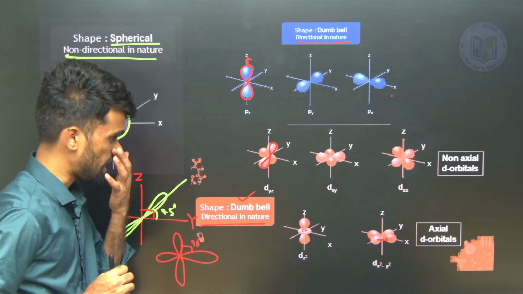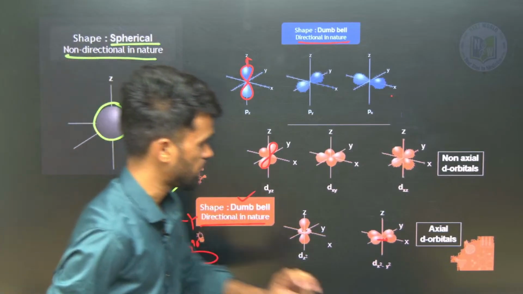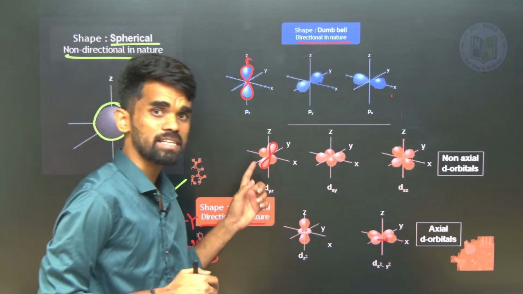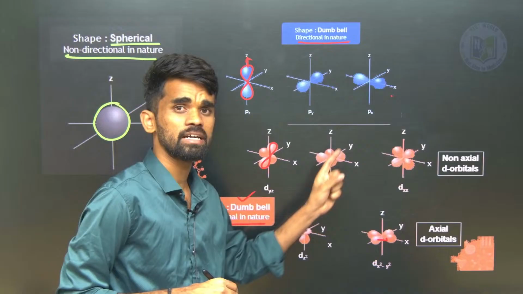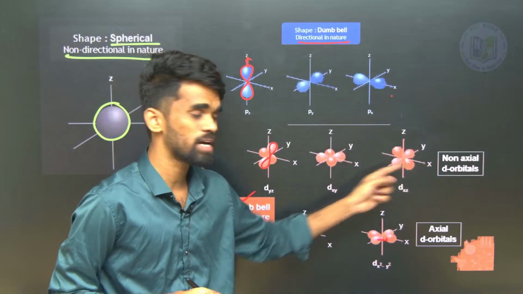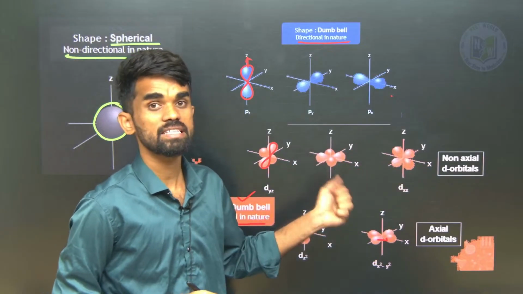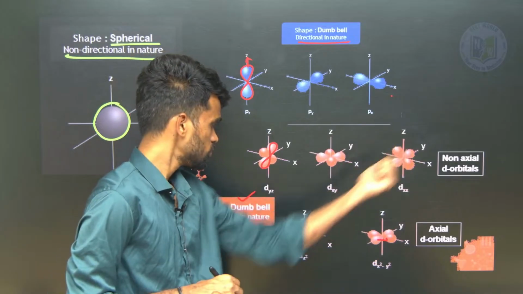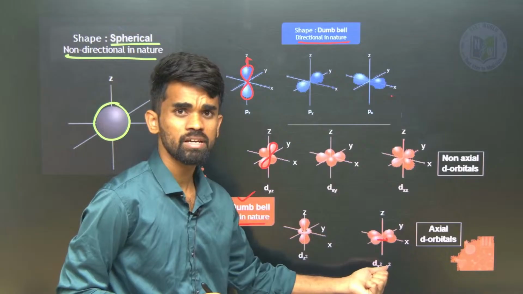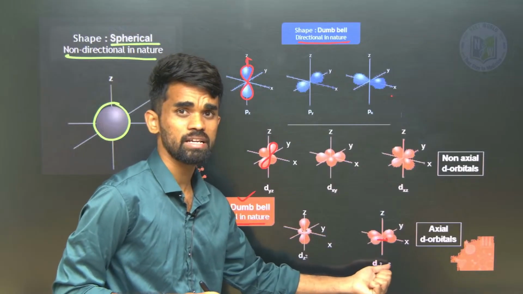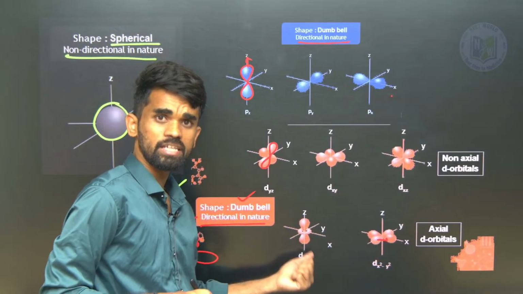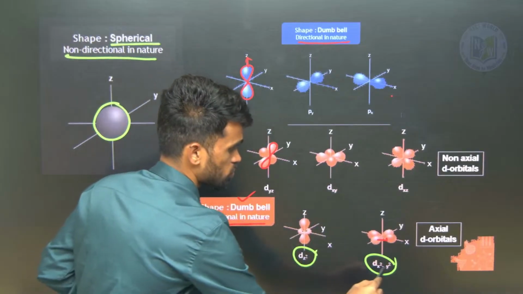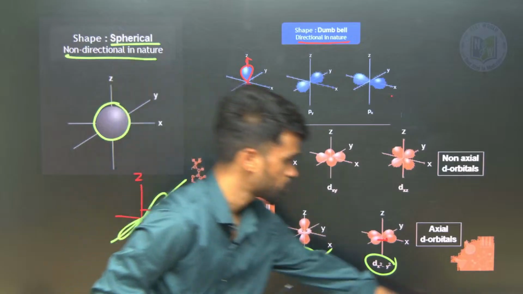Okay, so that is also a basic question you can expect. So what are the non-axial d orbitals? dxy, dxz, dyz are the non-axial because they are in between the axes, whereas the axial d orbitals are dx square minus y square and dz square. So these are the two axial d orbitals, dx square minus y square and dz square.